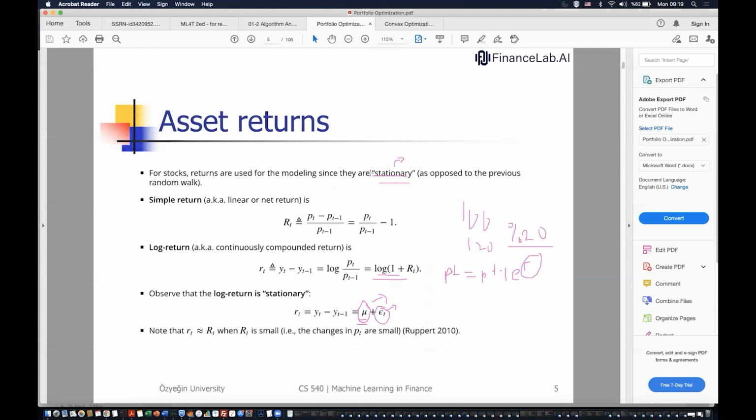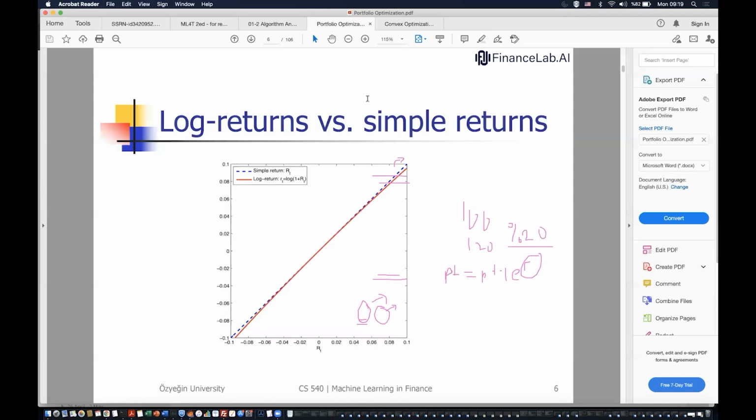But again, things become more complicated and more theoretical when we think about infinite time series. If you look at log returns and simple returns, for smaller values they are almost the same. But if the return values grow in either direction from 0, then log returns and simple returns become different.